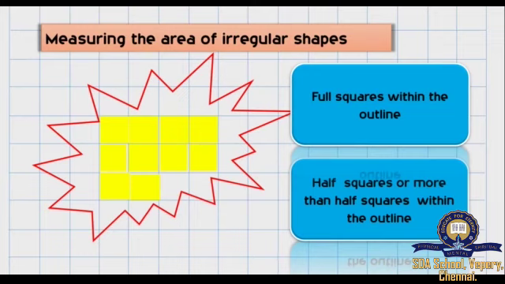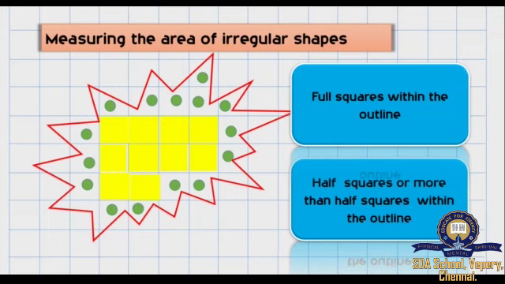I'm going to mark them with a green dot. So here more than half square. Yes, here also more than half. So I'm going to continue the process. Clearly watch all those squares which are half or more than half, which have been marked by the green dot. Yes, I have done the first step, that is marking.